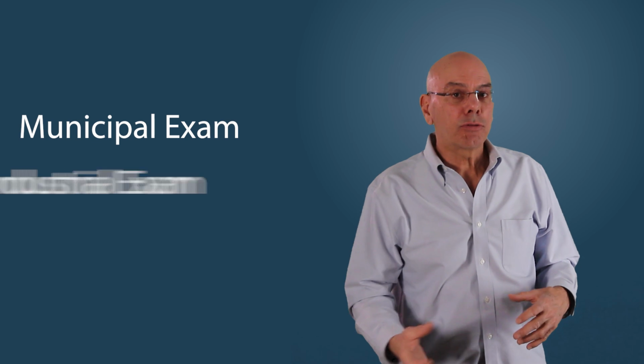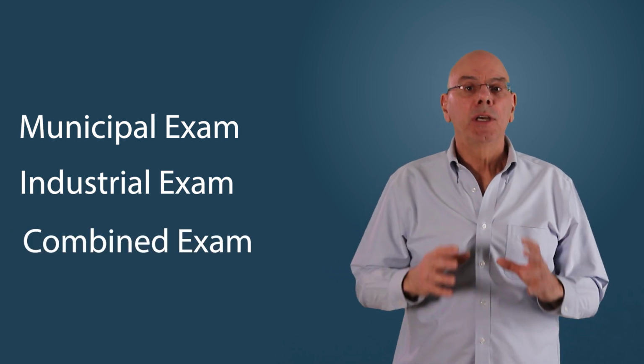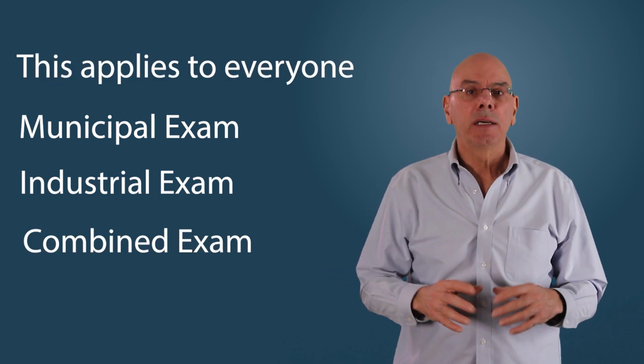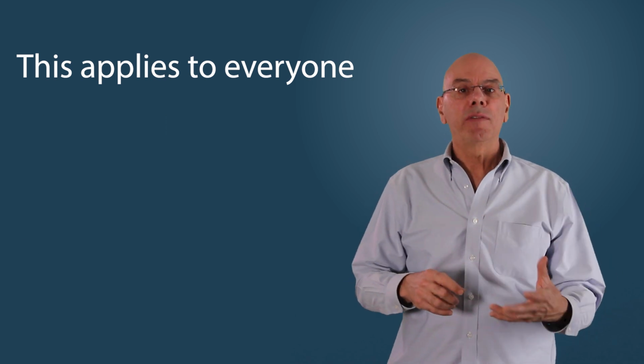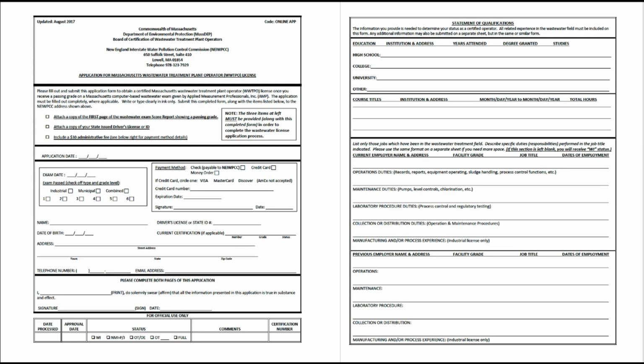Now, it doesn't matter if you passed a municipal exam, an industrial exam, or a combined exam. You still have to apply to get your license. And if you already have a license and have passed a more advanced licensing exam, remember there are 7 grades of wastewater operators in Massachusetts, you still have to fill out this form and submit it to update your existing license. So let's take a look and go through how to fill out the license application form.